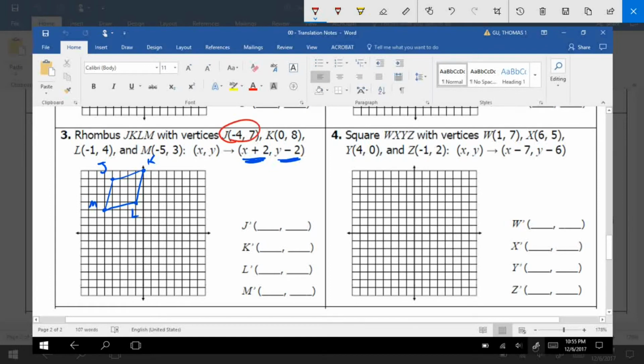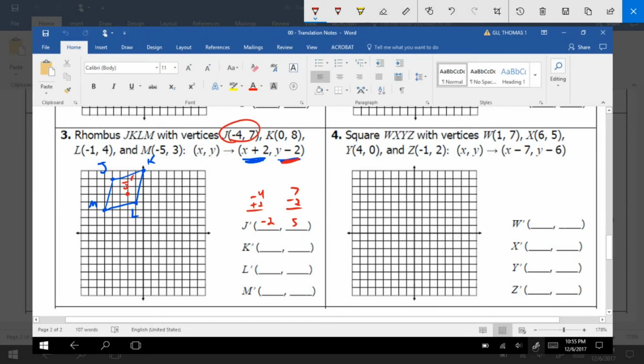If I add 2 to -4, -4 plus 2, that's -2. And then I'm going to subtract 2 from the 7. 7 minus 2, that's 5. So my J prime is at -2, 5. 1, 2, 1, 2, 3, 4, 5. So this is my J prime right there. And now let's find all the other ones.